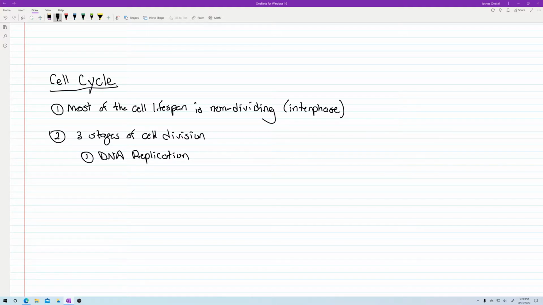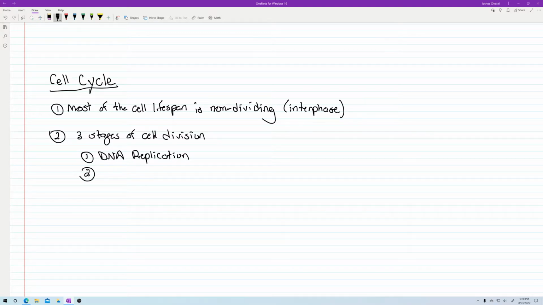Before you can actually divide the cell, you have to replicate its DNA. If you do not replicate its DNA, something bad will happen. The daughter cells will be incomplete.